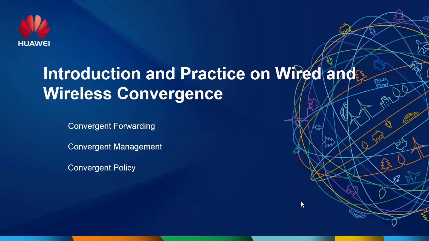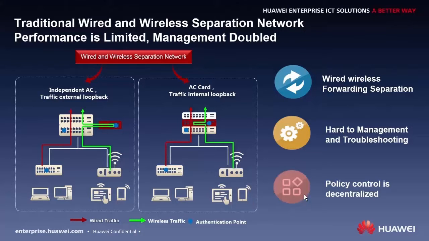Before we start, let's look at the wired and wireless deployment on a traditional network and see what limitations there are. The figure on the left shows the most traditional deployment mode, where an independent AC is used to control APs. Wired traffic and wireless traffic are separately forwarded. Wired traffic is directly forwarded to the switch, while wireless traffic is forwarded to the AC before the switch.